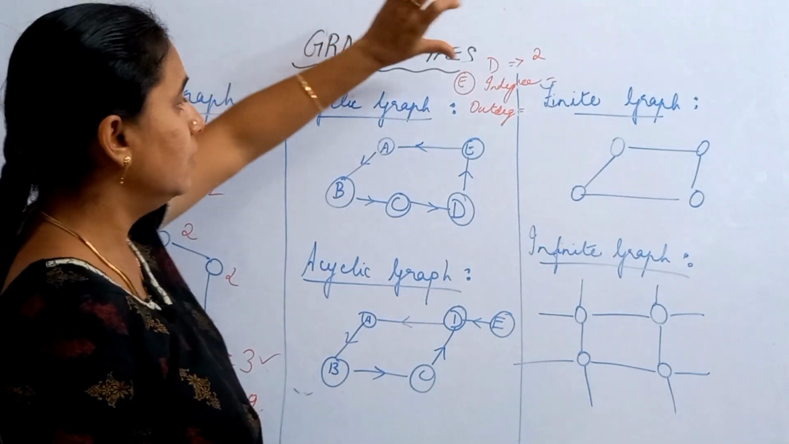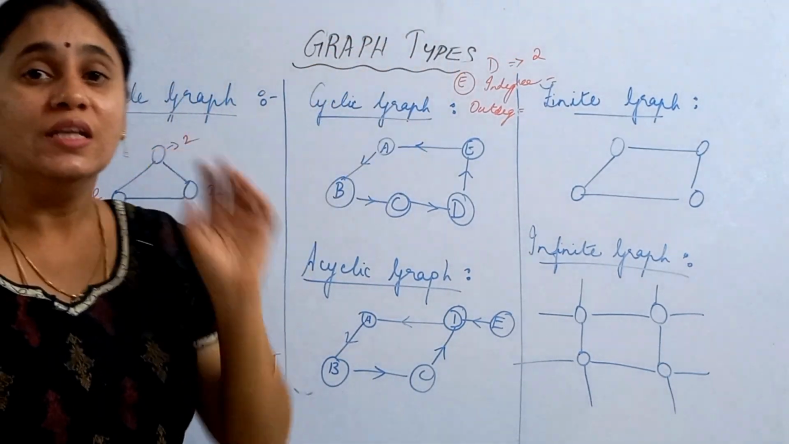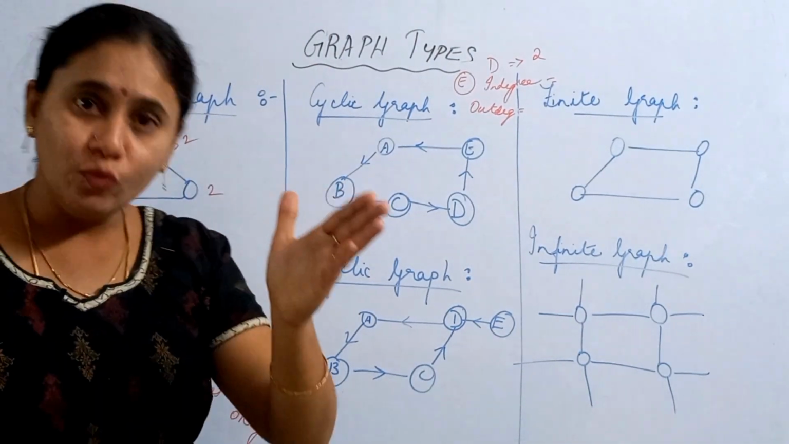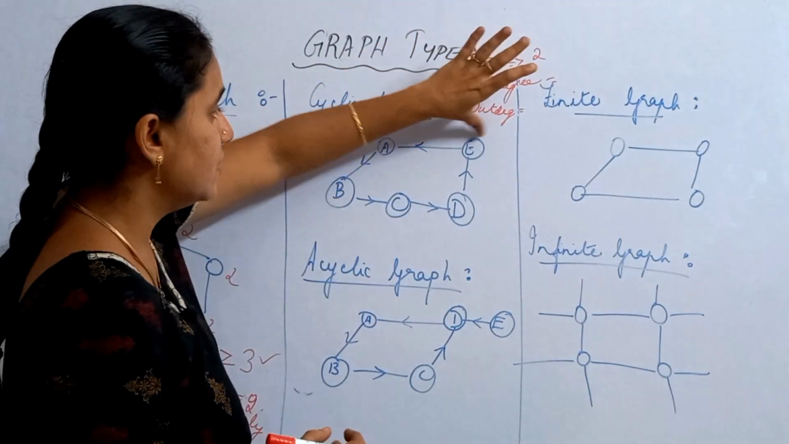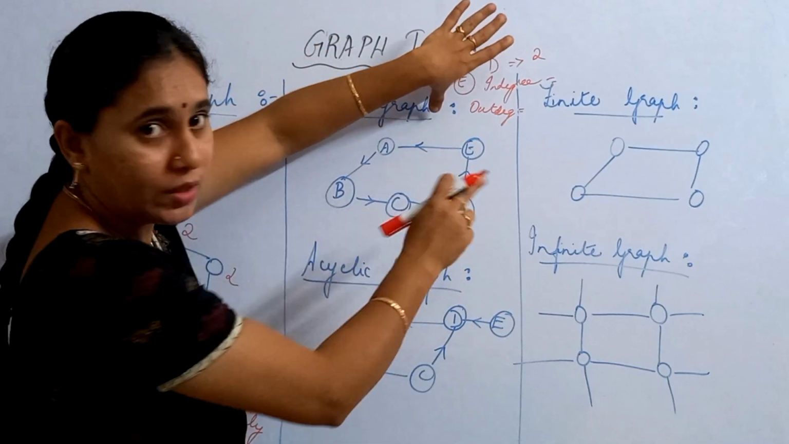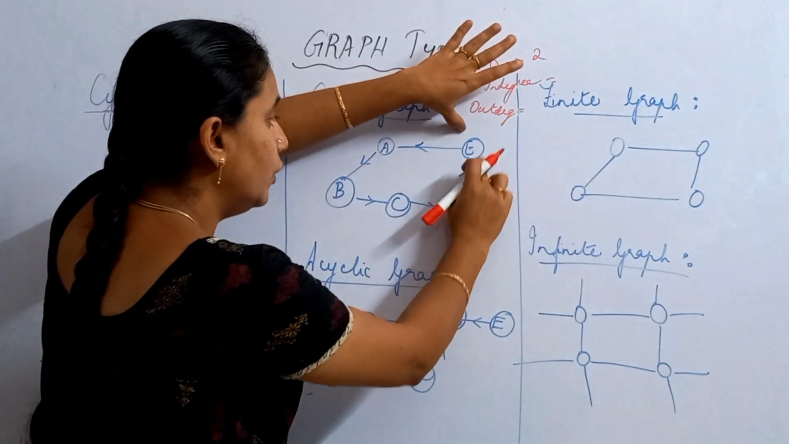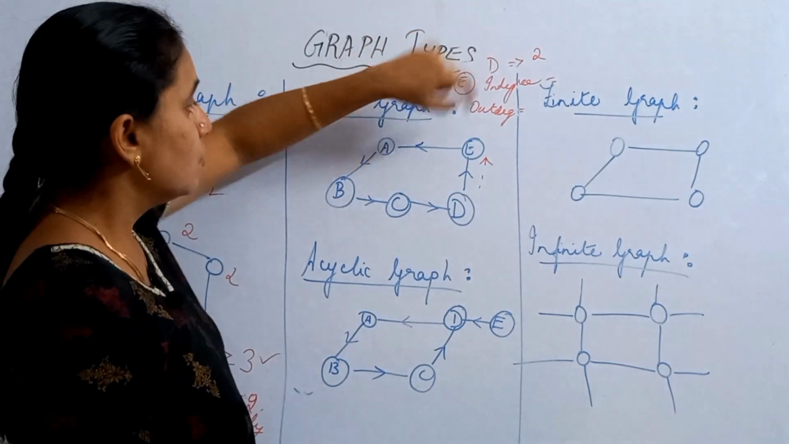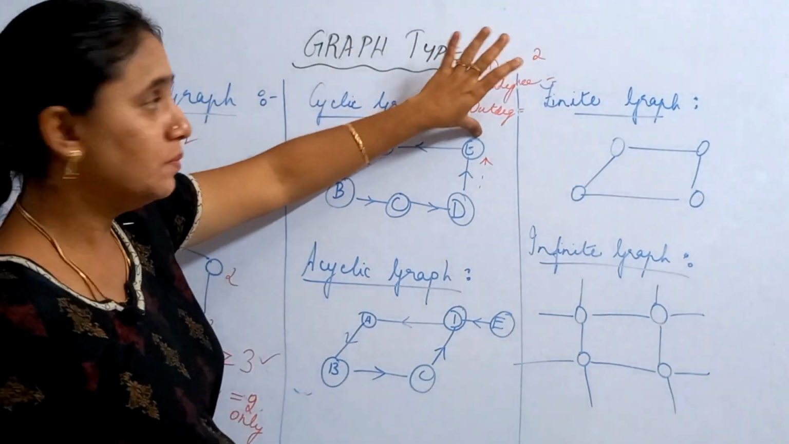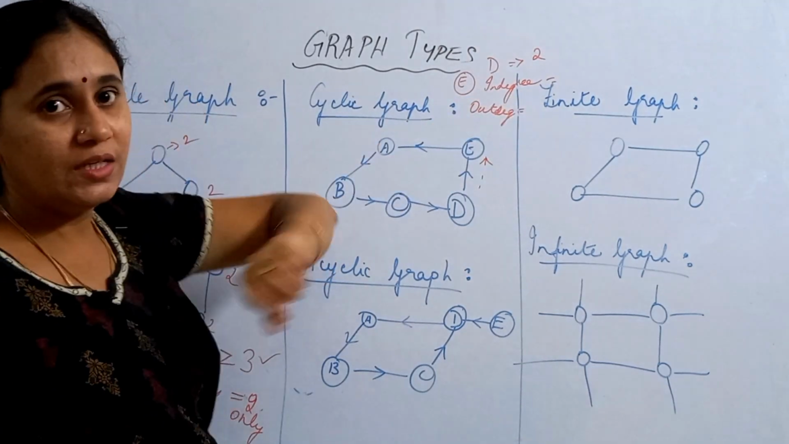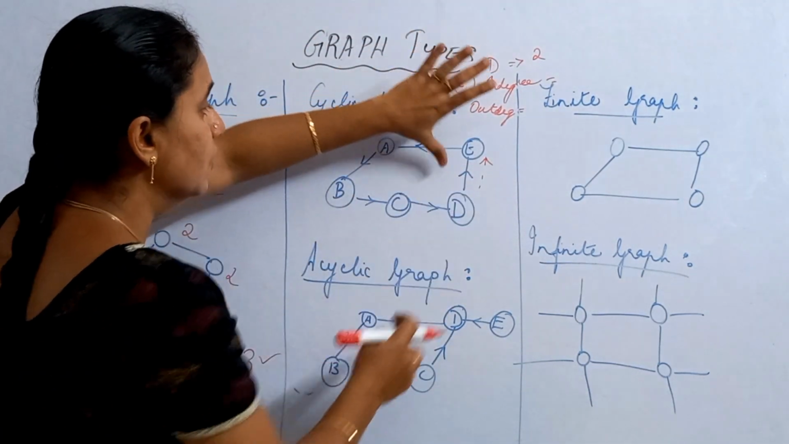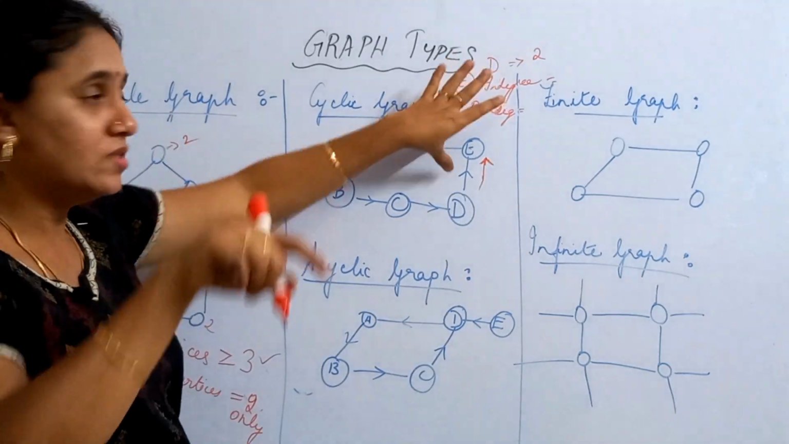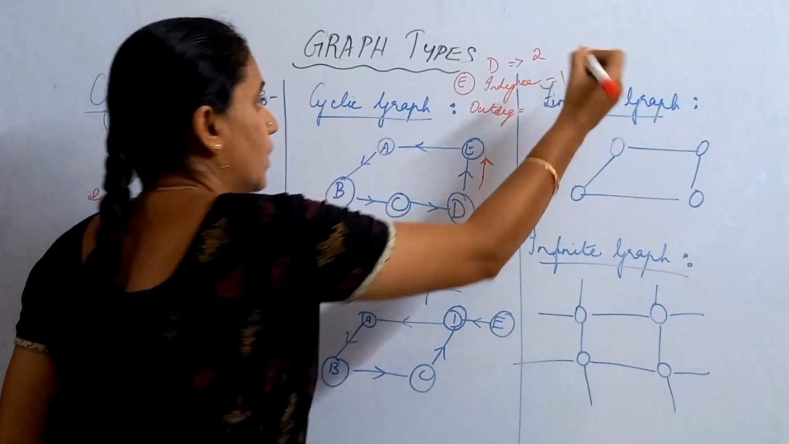Now tell me what is the in degree. In degree is nothing but the edges which are moving towards E. The edges which are moving towards E are called the in degree. Now, as an example, can you tell me what is the in degree? Among these 2 edges, this edge is moving towards E. So the in degree of E is 1.